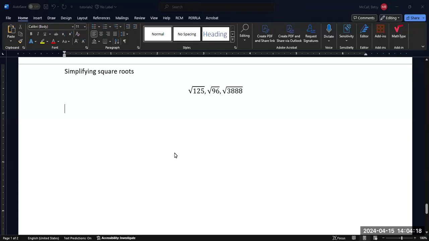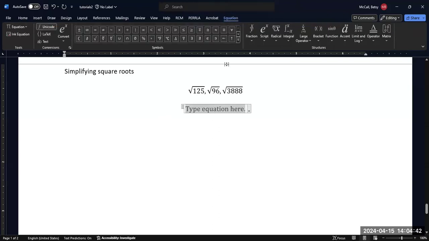All right, so in this video, we're going to be walking through some examples of how to simplify square roots. Now, the general idea is that we can find common factors within a square root that might themselves be perfect squares, and then we can apply the square root to the two separate products. So let's look at our first example, the square root of 125.